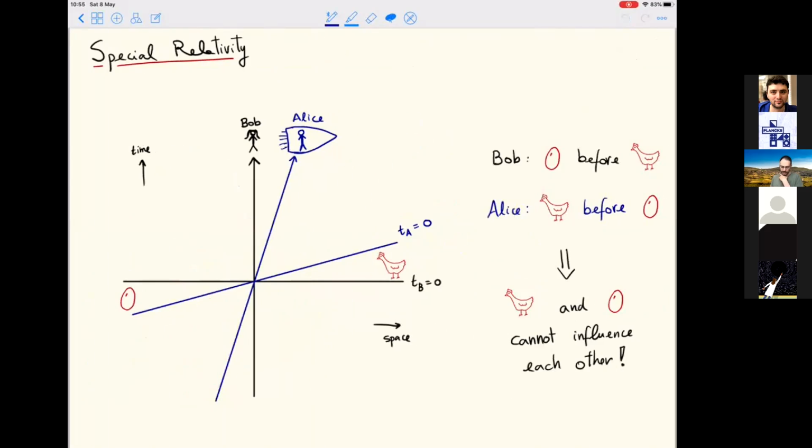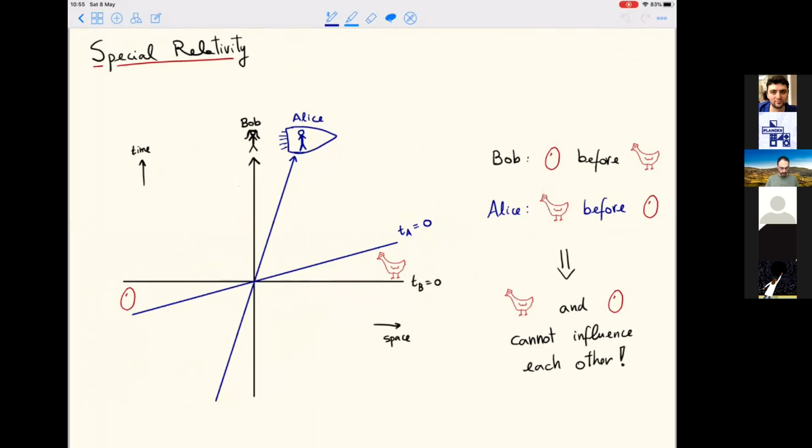Okay, perfect. So then this is also clear. Now, if I have two events that happen, for me it's convenient to put them in this region. So I have here the event chicken, and here the event egg. Something that happened at this position in space and at this moment in time. Then Bob and Alice are going to disagree, right?